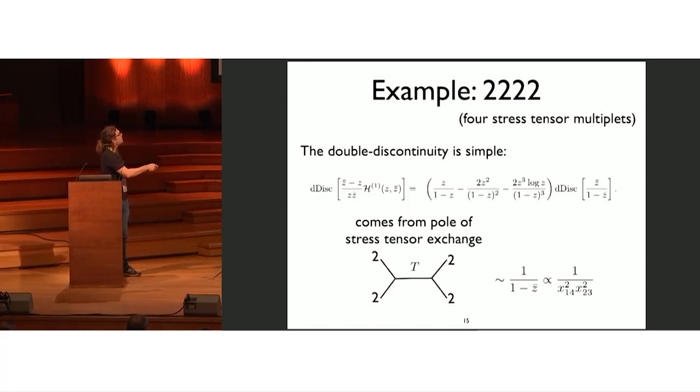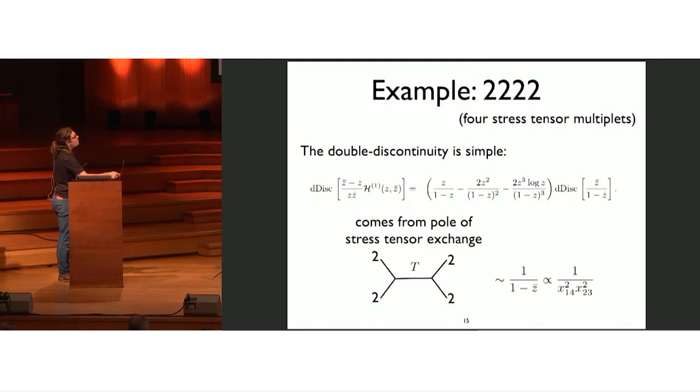To compute its imaginary part, or absorptive part, there's only one cross-channel block which contributes. You can exchange the stress tensor, and you take the stress tensor block as some hypergeometric function. Its discontinuity just comes from a pole, so it's that expression. That's the only input we need.